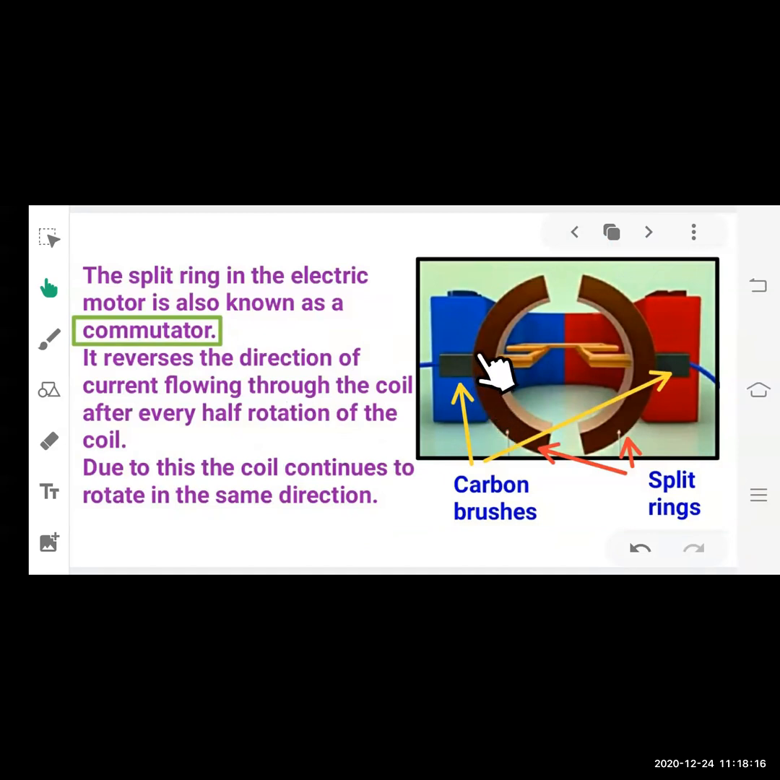So after half rotation, this part of the ring will come to this side, and this part of the ring will come to this side. Because of which the direction of current in the coil changes after half rotation, and due to this the coil continues to rotate in the same direction. The coil continues to rotate in the same direction, but the direction of current is changing after every half rotation because of the commutator present here, that is the split rings.